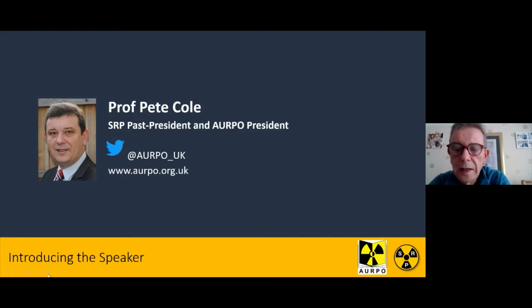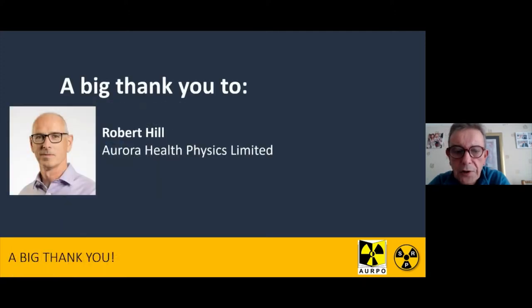Robert Hill is the technical director at Aurora Health Physics. He's been an RP professional for 30 years, both in the ionizing and non-ionizing fields. He's worked in the nuclear, industrial, healthcare and research sectors. Rob provides bespoke shielding design solutions using Monte Carlo modelling for medical, industrial and high energy research facilities. He provides advice on non-ionizing radiation, including lasers and broadband, static electric and magnetic fields and electromagnetic frequency waves. Rob has acted as an expert witness on both ionizing and non-ionizing radiation legal cases. And Rob's going to give us an introduction to radiation shielding. Over to you, Rob.